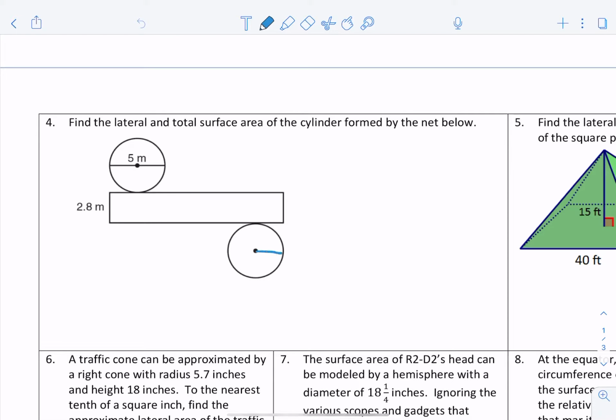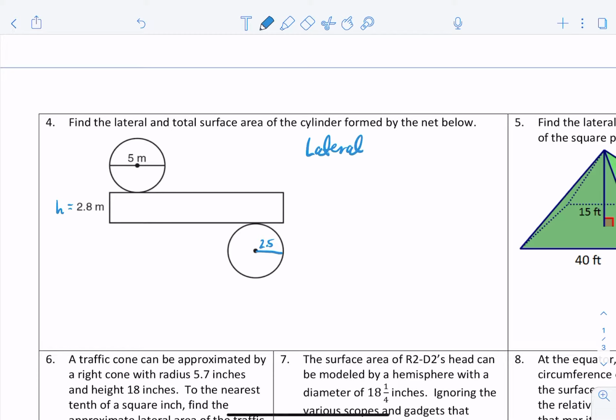Okay, so I've got 5, and that 5 is representing, of course, the diameter of that circular base, which means 5 divided by 2 is 2.5 meters for the radius. And the 2.8 meters here, that's going to be our height. It's the distance between those 2 circular bases. Put height.